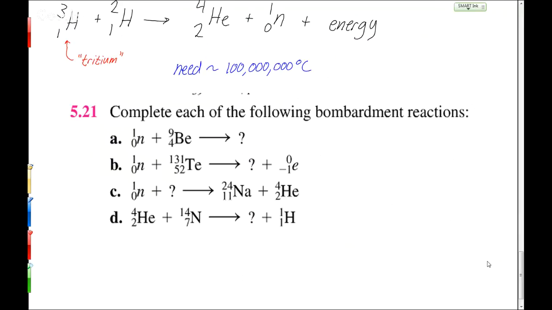So something like that first one, A, how would you solve that? What do you think the product is there? That doesn't fit nicely into one of those categories, but we should still be able to figure it out based on what we know about nuclear reactions. So what do you think?